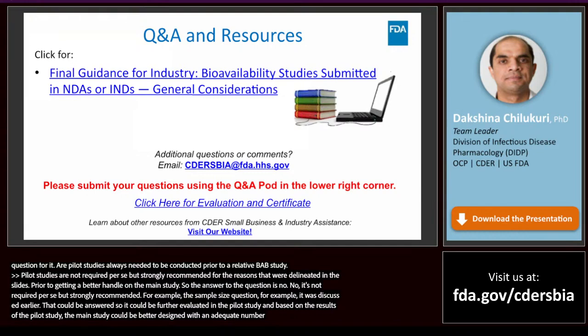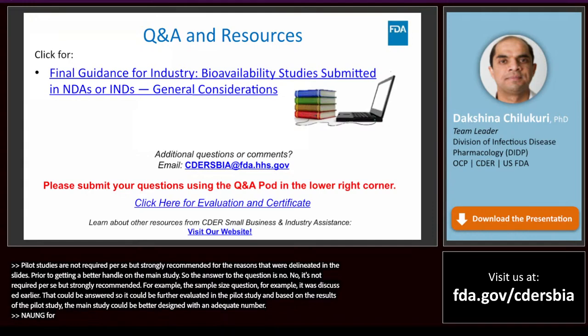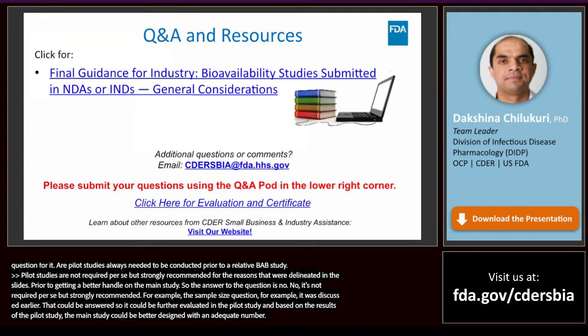Thank you, Dr. Chilukuri, for responding to that question. We do have a few more questions that came in for you, and here is the next question, regarding AUC 0 to t. Do we need both AUC 0 to t and AUC 0 to infinity as total exposure? And they're asking which one is primary?